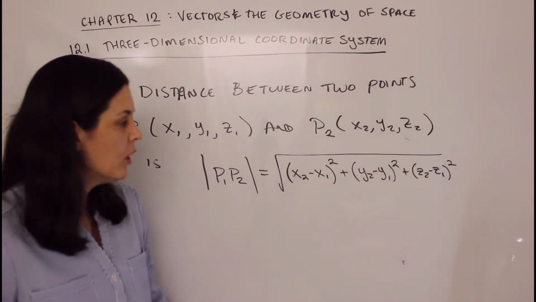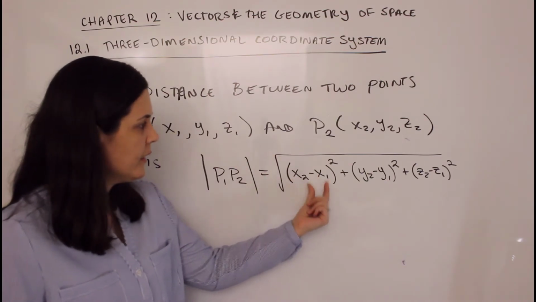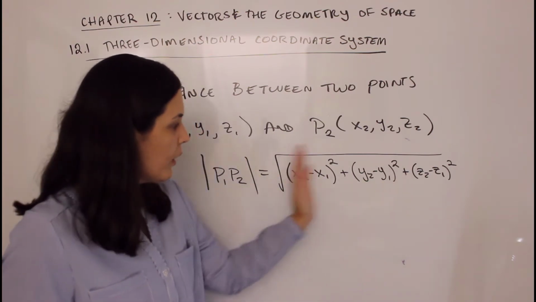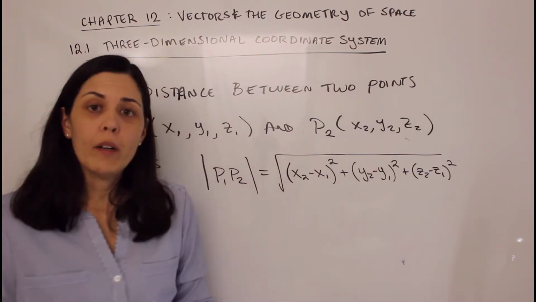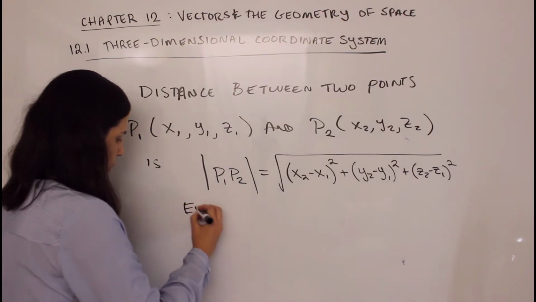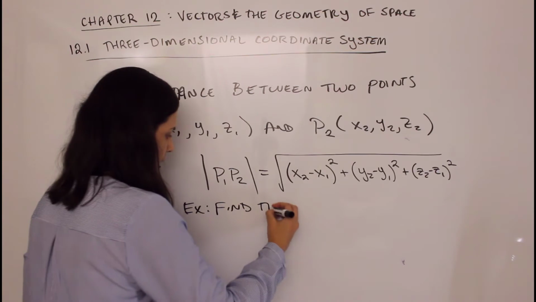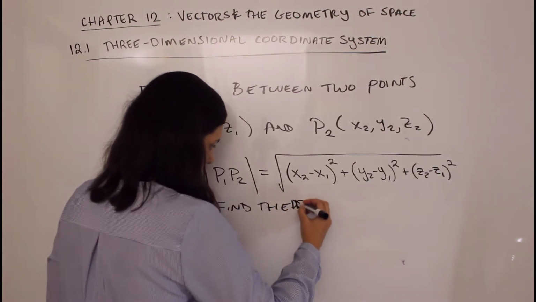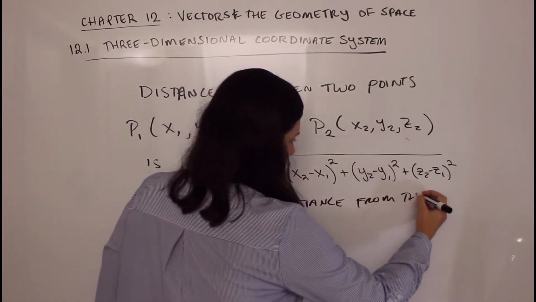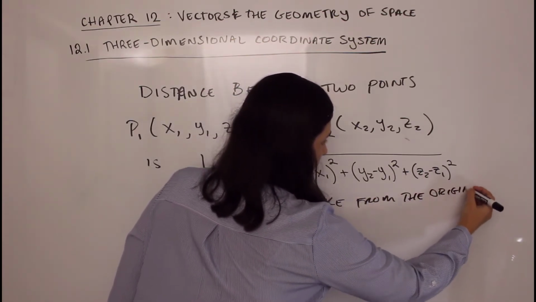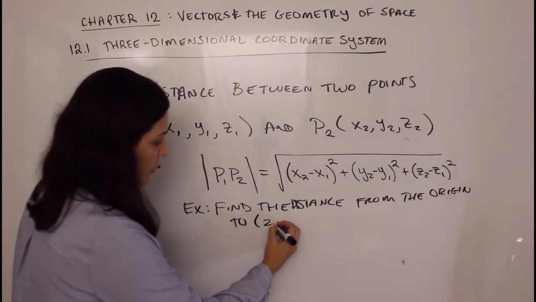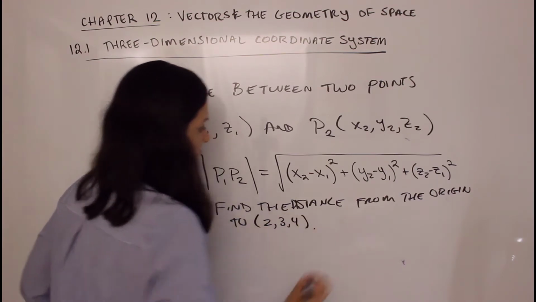Now, it's a mouthful, but how far apart are the x's, how far apart are the y's, how far apart are the z's, get those numbers, square them all and add them, and then lastly take your square root. So let's try this out. Example: find the distance from the origin, I'll pick a nice point for one of our points, the origin is the nice point, to, let's go with the point 2, 3, 4.